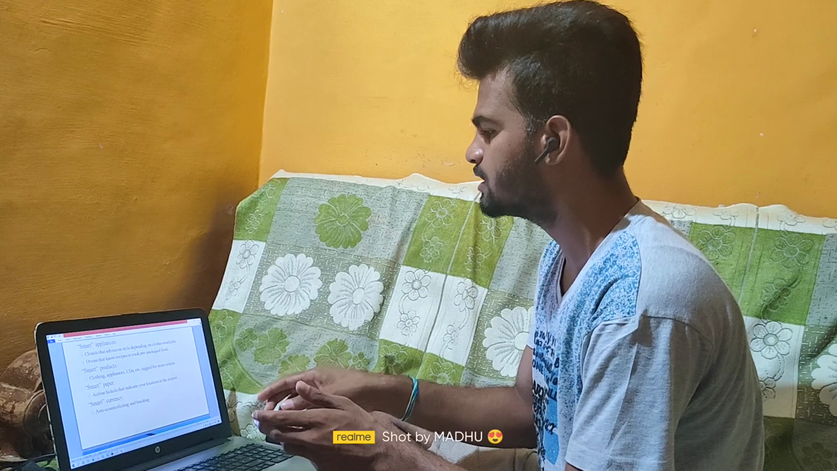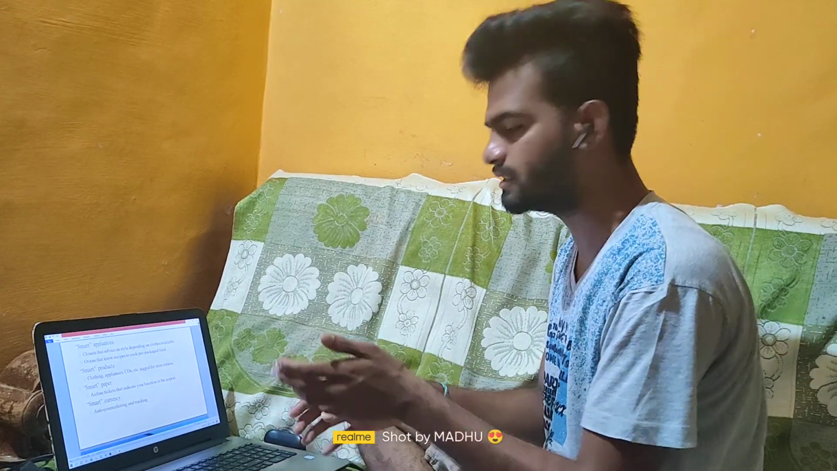Next is smart products. Not only clothes, but also CDs have tags in the store. In any store nowadays, RFID technology is used. And also smart paper: airline tickets that indicate your location in the airport are used with RFID tags only. And the next is smart currency. Nowadays currency is mismatched, so currency is anti-counterfeiting and tracked, and RFID is also present in currency.